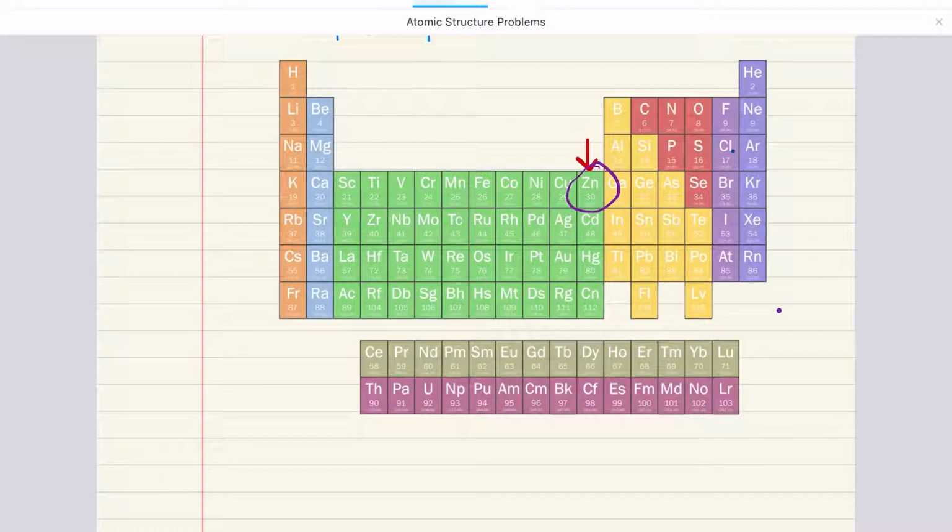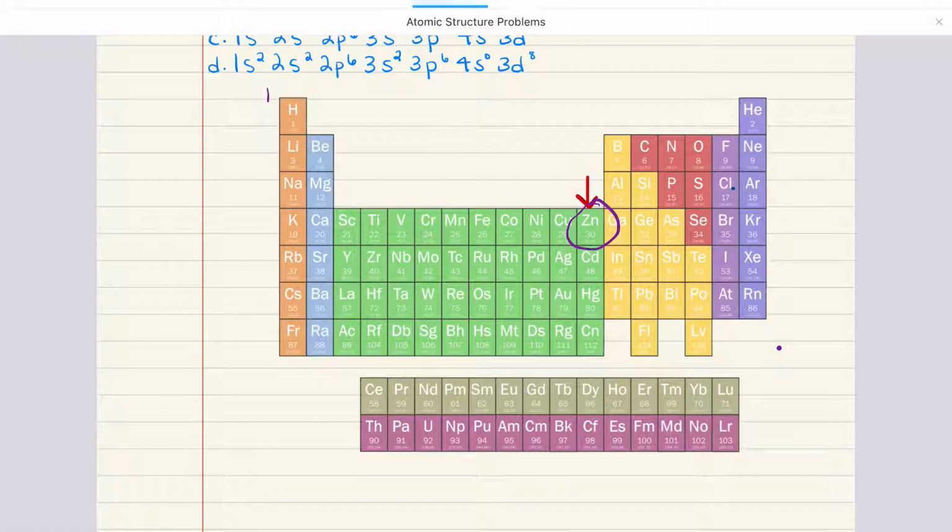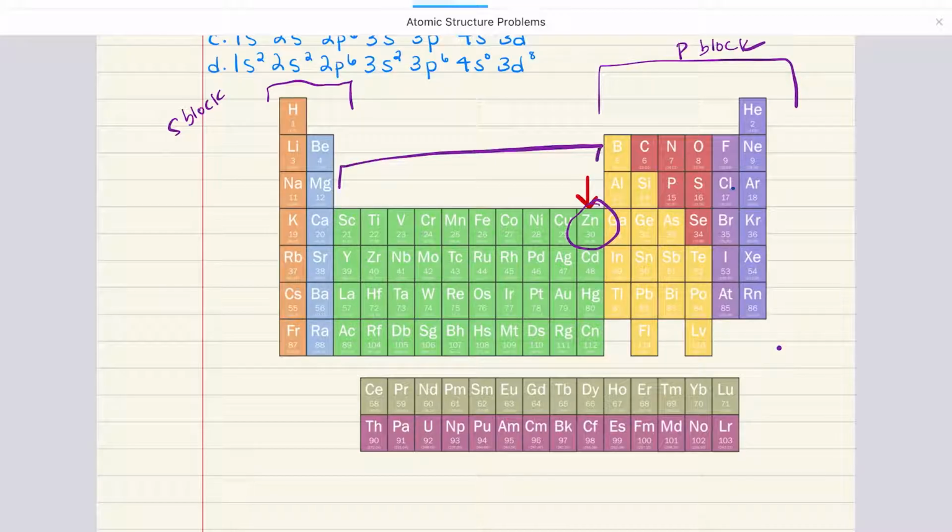But we can also just read it straight off of the periodic table when we know that this right here is the S block. This is right here the P block. This is the D block. And this is the F block. So keeping that in mind, we can just read the electron configuration straight off of the periodic table. So let's do that for neutral zinc. Let's try to read off what the electron configuration would be.